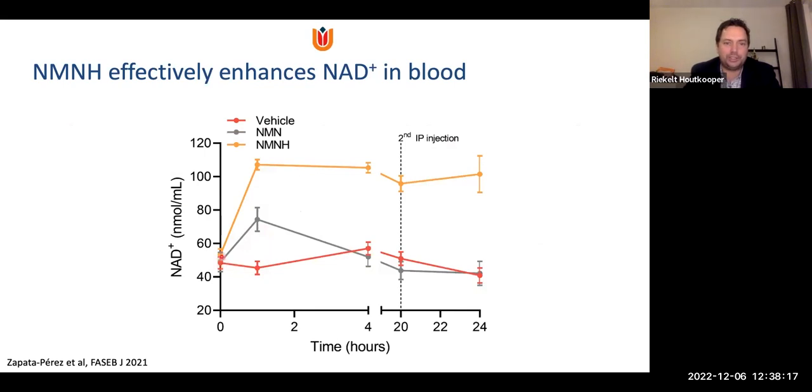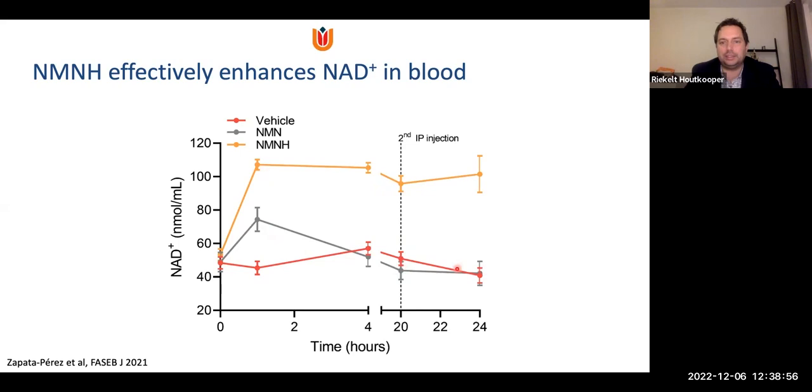So the first injection takes place here at time 0, and 1 hour later, we measure NAD in the blood, and we do see that NMNH, not only in cells, as I showed before, but also in vivo in a mouse, is much more potent than NMN. And even after 4 hours, and even after 20 hours, so this blood sample was taken right before the second injection, we still see a high level of NAD in mice that are injected with NMNH rather than NMN, because that one goes back to the baseline.